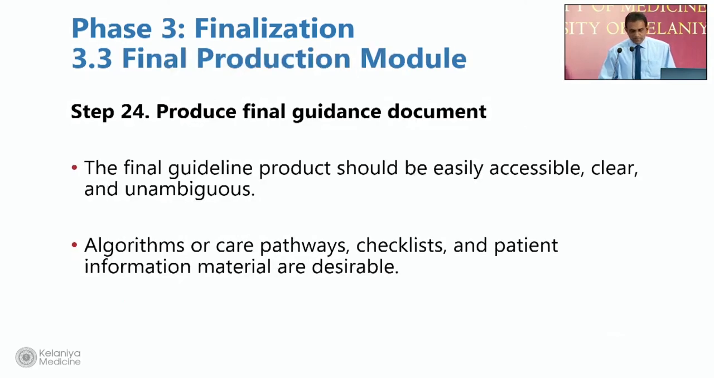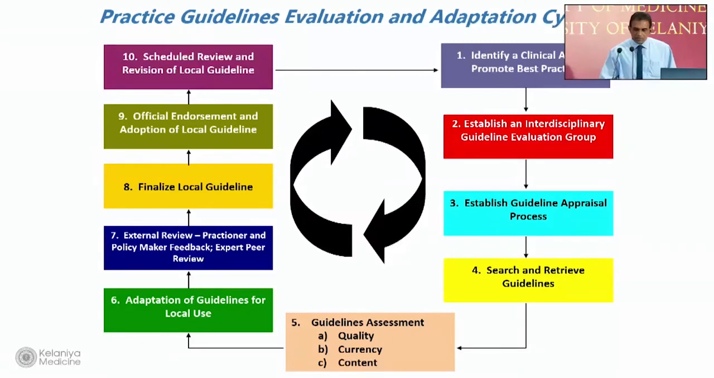Then the final step is to produce the final guideline document. The final guideline product should be easily accessible, clear, and unambiguous. So we can use algorithms or care pathways or checklists, and patient information materials are also desirable. Again, this is the summary.